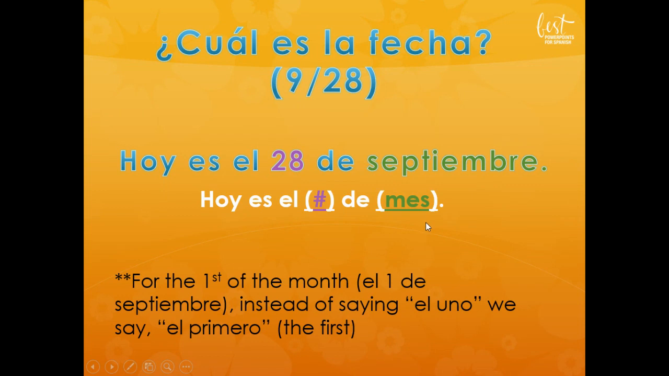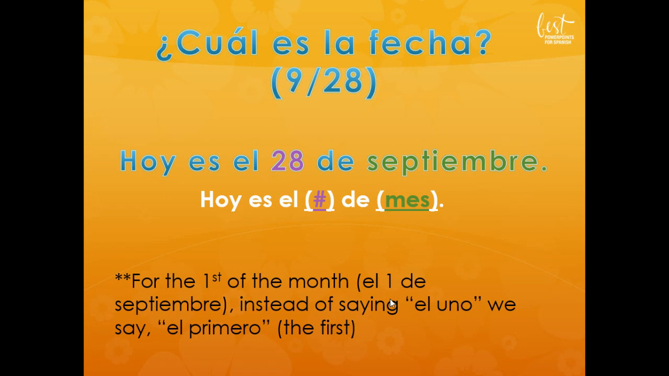Just a quick side note, for the first of the month, say if it were September 1st, you would still write it with the 1 right here, the number 1. But instead of saying el uno, we say el primero, which means the first. Just like you wouldn't say it's the 1 of September, you'd say it's the 1st of September, right?